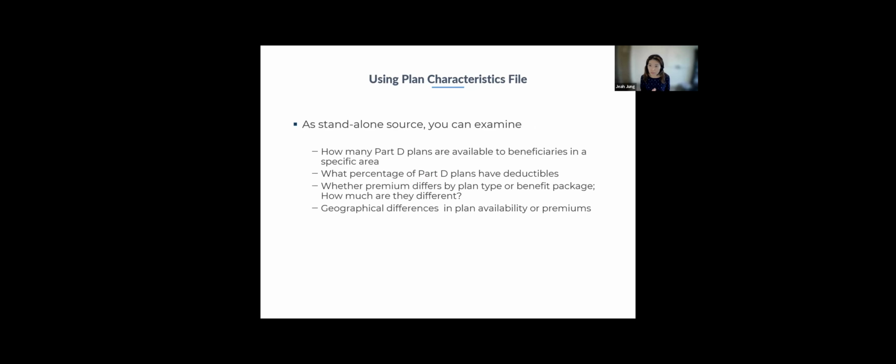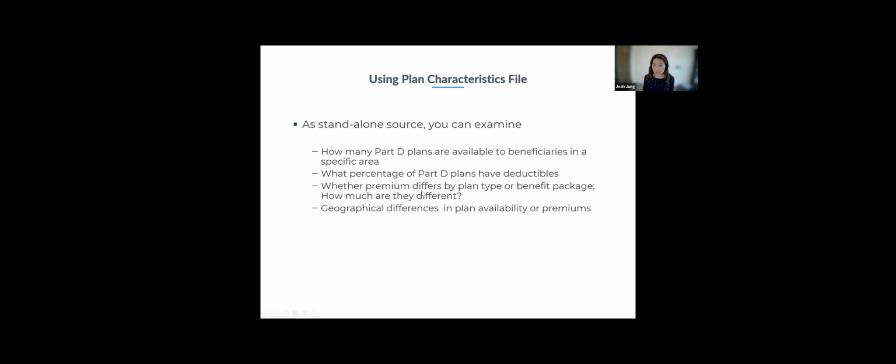characteristics file. I personally find it very interesting and enjoy working with the plan characteristics file, because even as a standalone source, you don't have to buy any other data. If you buy only the plan characteristics file, you can play a little bit more. Oh, what percentage of Part D plans have deductibles, or how much does the premium differ when they offer more enhanced benefits or when they remove the deductibles.